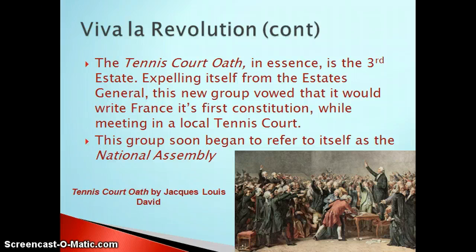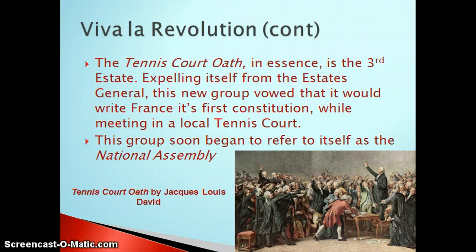The Tennis Court Oath draws its name, you guessed it, from meeting in a tennis court. With the hall where the Estates General met being otherwise occupied by the actual Estates General, this group of members from the Third Estate relocated to the nearest tennis court, assembled, and vowed they would not leave until a constitution was written.